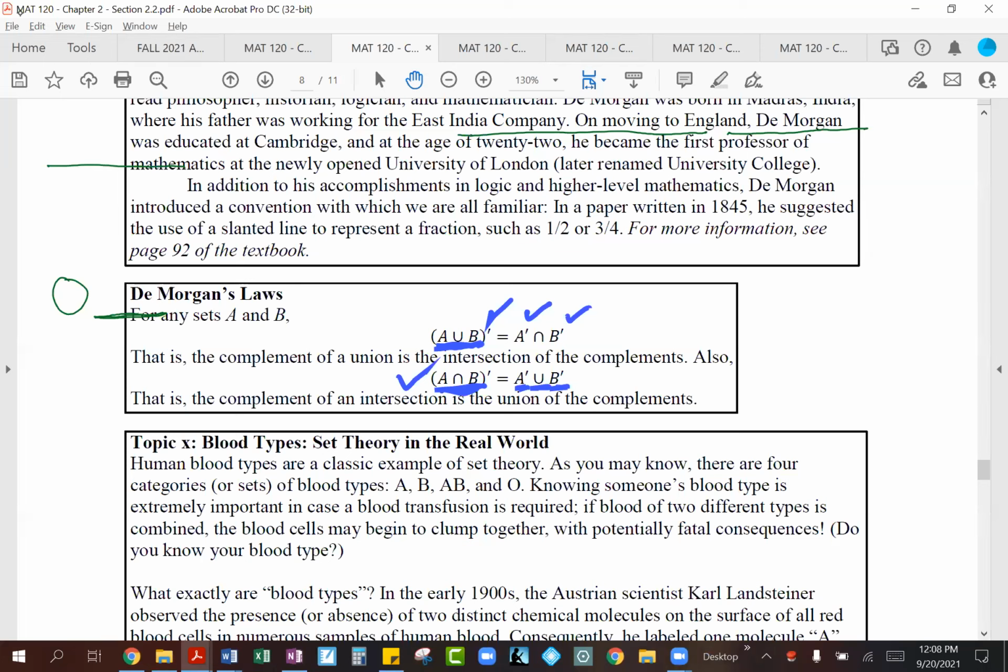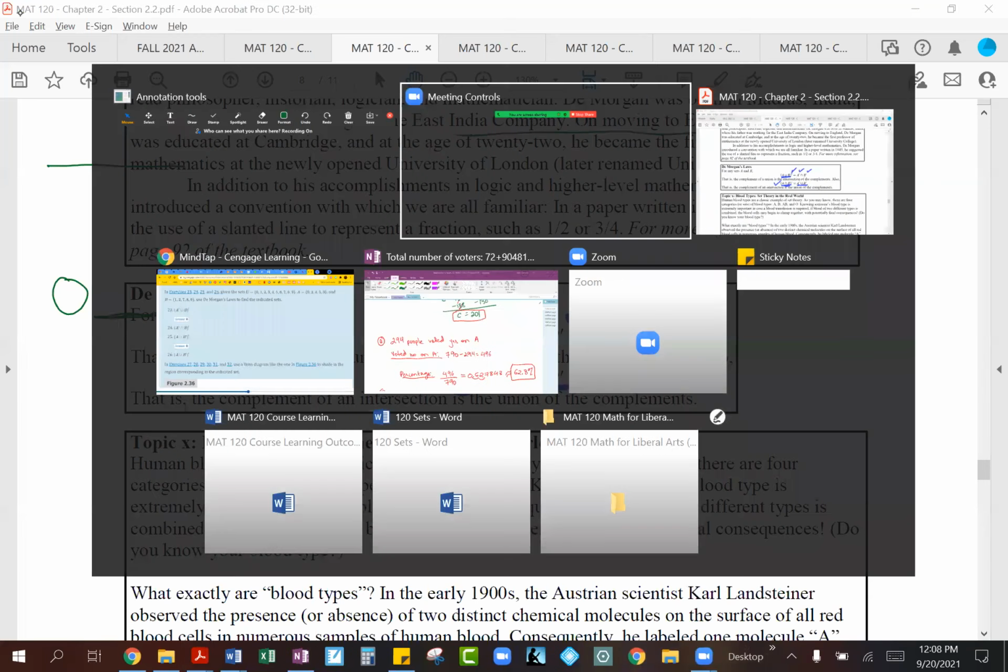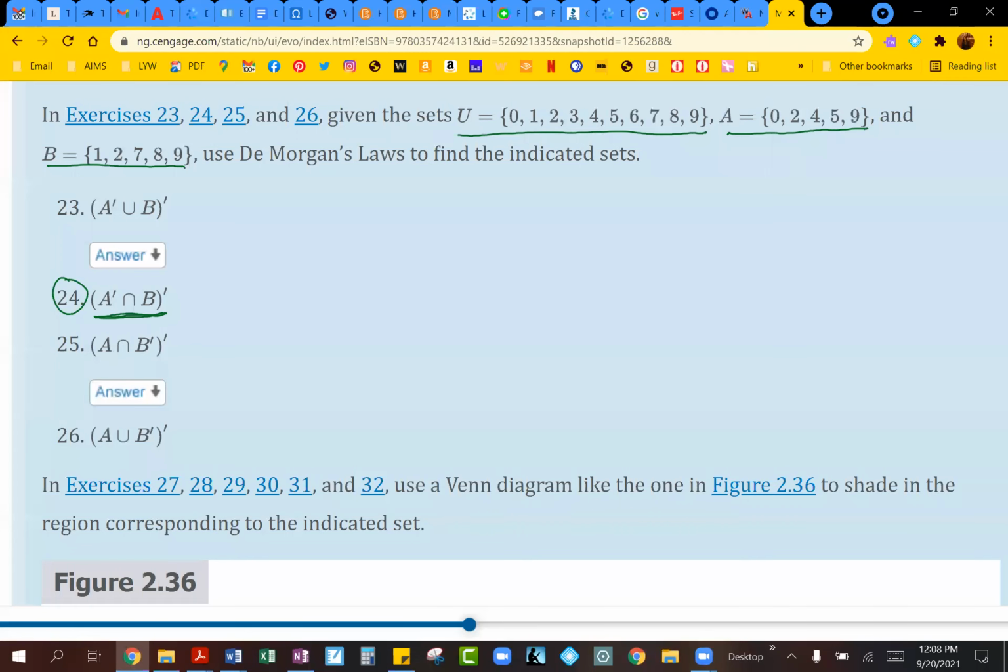And then it translates to, or is equivalent to, A complement union B complement. So let's write down just the basic rule for now. A intersected with B, and then you have a complement on the whole thing. This is equivalent to A complement union B complement. Okay, so this is your original rule.